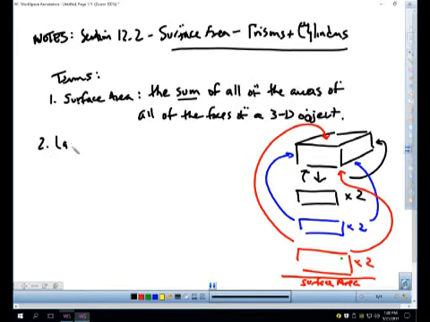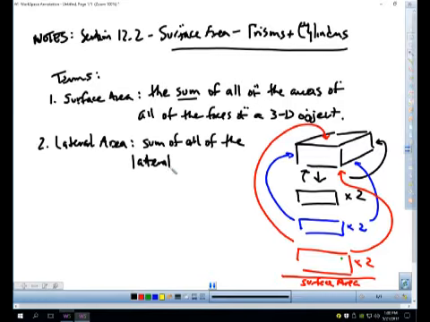Now, within surface area, there are a couple of other terms. One of them is lateral area. Remembering what lateral faces are: the lateral faces are the ones that aren't the base. They're the ones on the sides, if you will. So lateral area is just the sum of all of those faces, all the ones that are on the side.